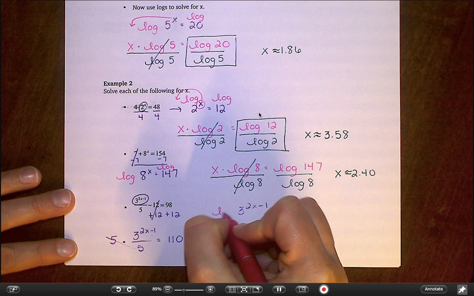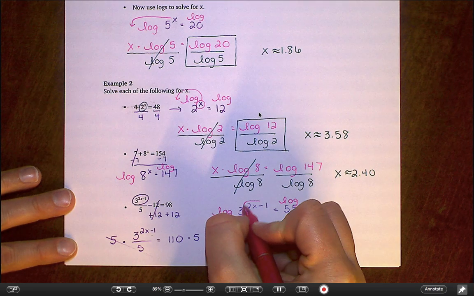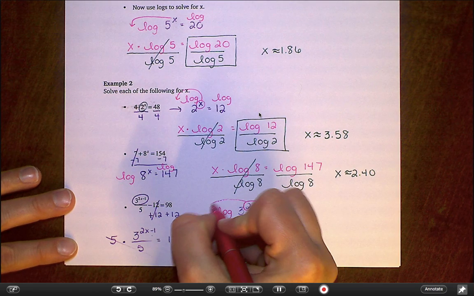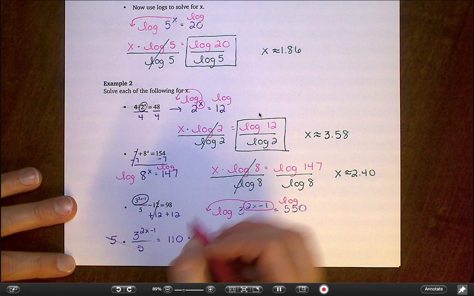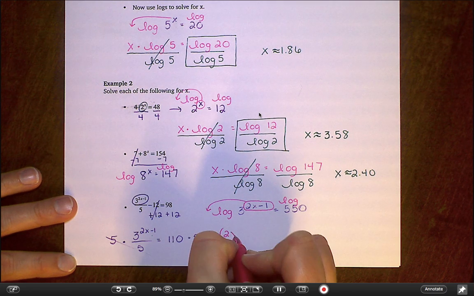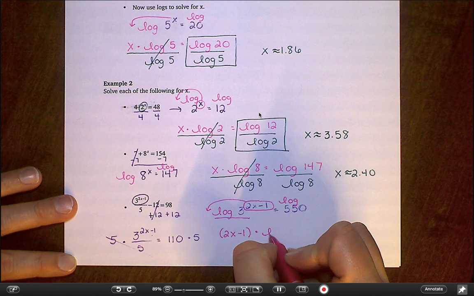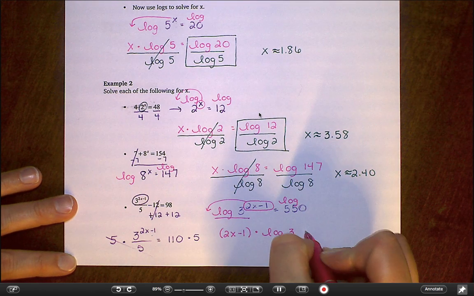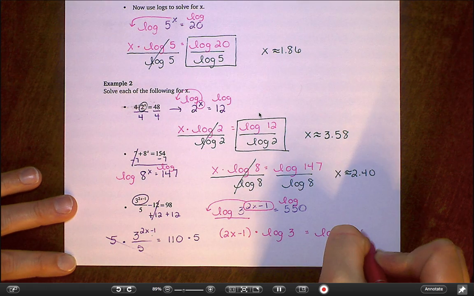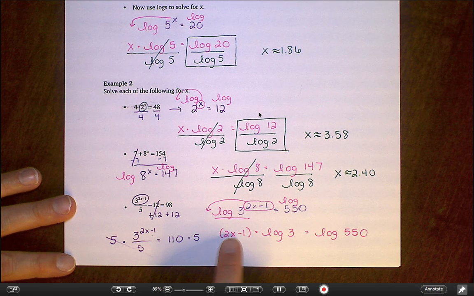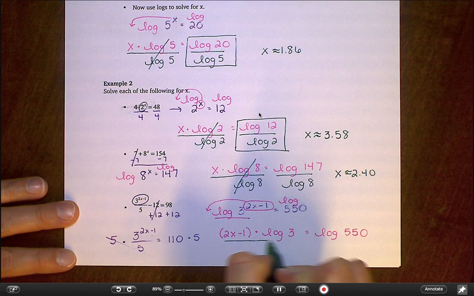I'm going to take that common log on each side, and I'm going to take this whole piece as an exponent and drag it down in front. And I think the easiest way to do this, or the best way to write it, would be in parentheses. So I'm going to show this as 2x minus 1 times this log 3 equals log of 550. And then I'm still going to leave this alone for right now, and I'm going to get rid of that log 3. So I'm going to divide by log 3 on each side.